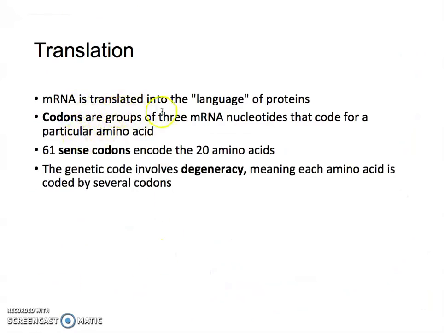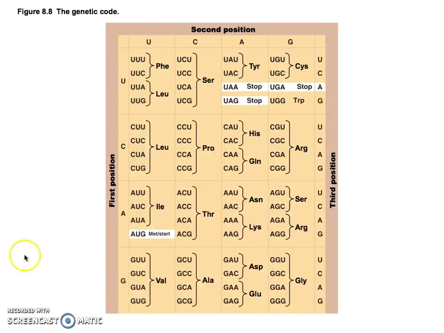Translation: mRNA is translated into a language of proteins. Codons require 3 nucleotides, okay, and they code for a particular amino acid. There are 61 sense codons that encode for about 20 amino acids. The genetic code involves degeneracy, meaning an amino acid is coded by several codons, which works in our favor. So, for example, if you had mutations in your UC, right? If it was UCU, UCC, UCA, and UCG, you would still have serine be produced, which is great, okay?